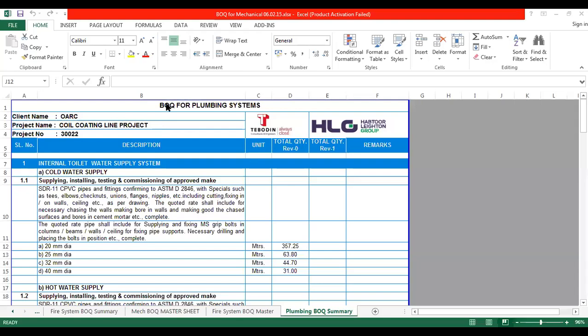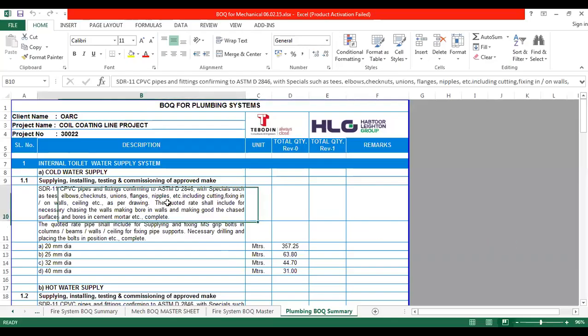VAQ for the plumbing system. Client name. This is the exact VAQ actually. Client will ask like this only. After you are doing this VAQ, they will put it to the vendor. The vendor will only quote against the VAQ quantity and the specification.